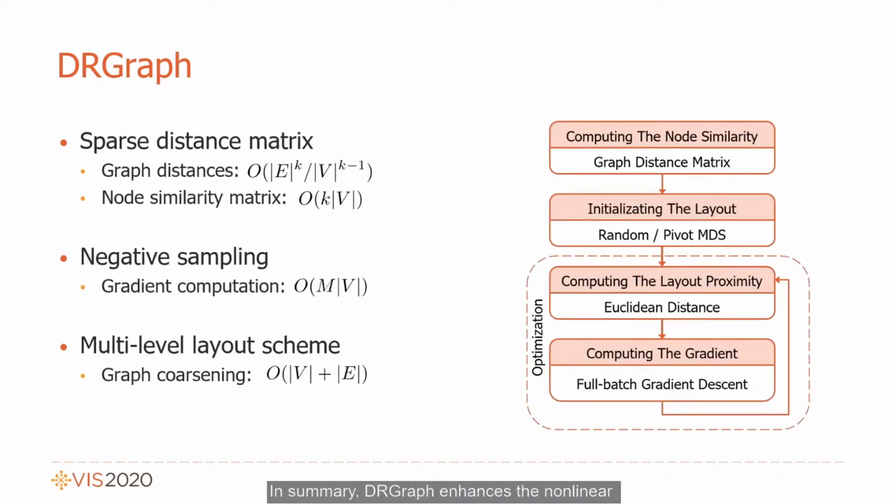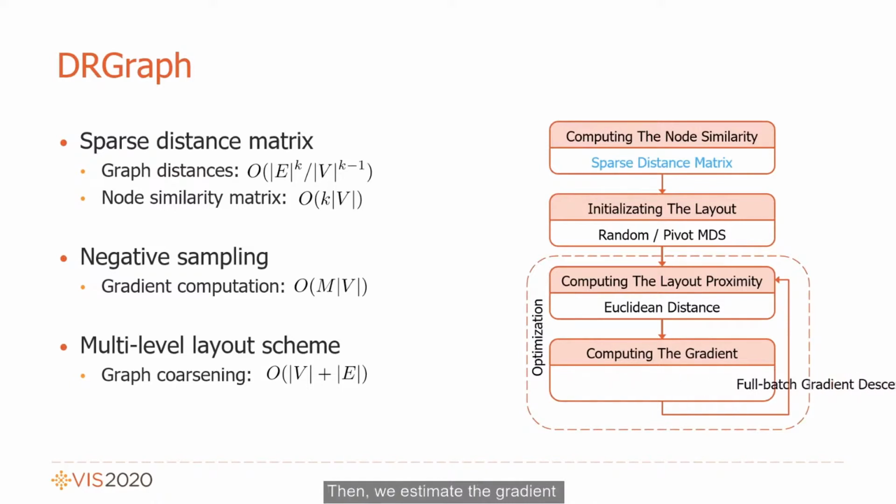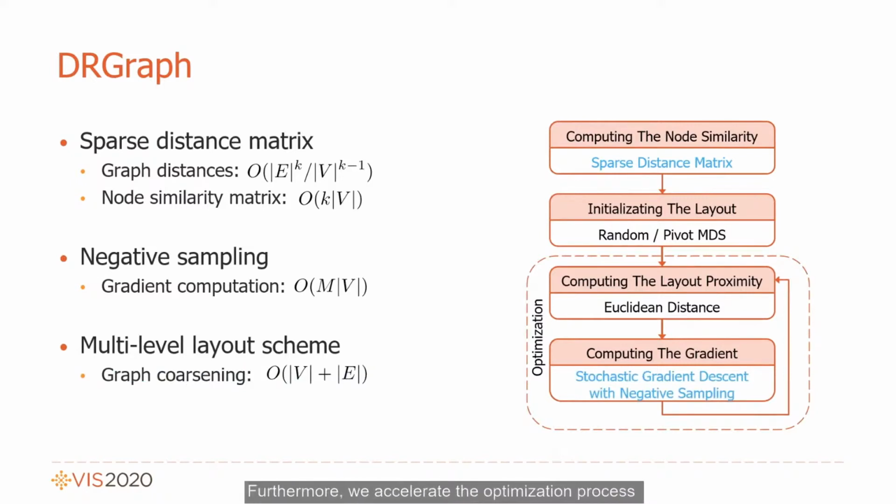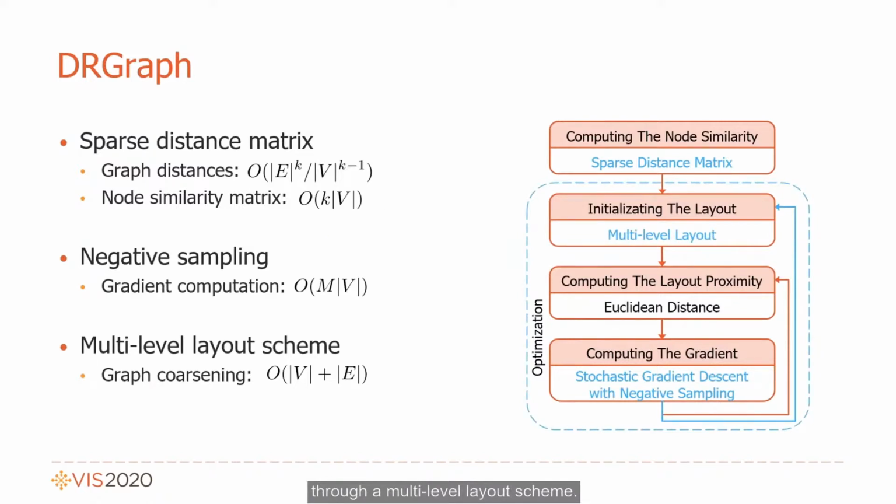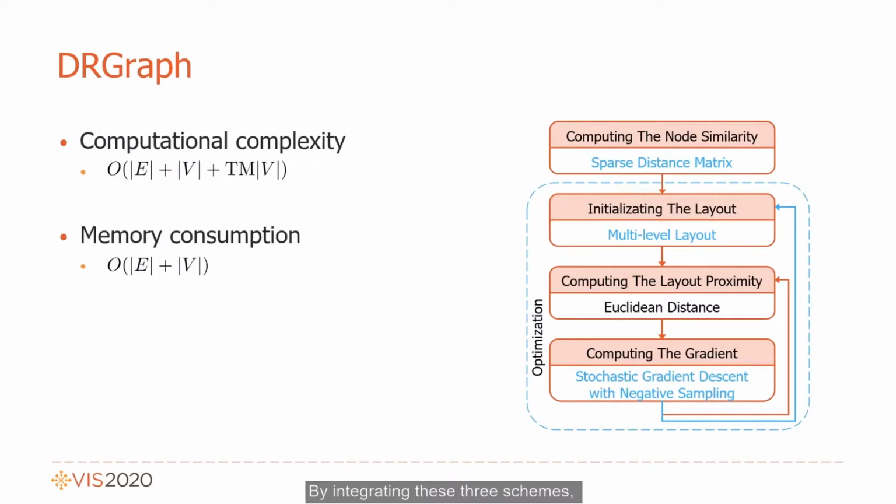In summary, DRGraph enhances the nonlinear dimensionality reduction process with three new schemes. We approximate graph distances and node similarities by means of a sparse distance matrix. Then, we estimate the gradient by using the negative sampling technique. Furthermore, we accelerate the optimization process through a multi-level layout scheme. By integrating these three schemes, DRGraph achieves a linear complexity for both the computational and memory consumption when k equals 1.